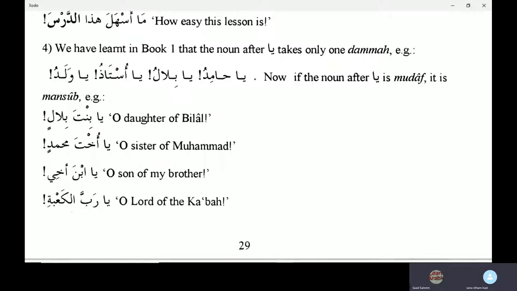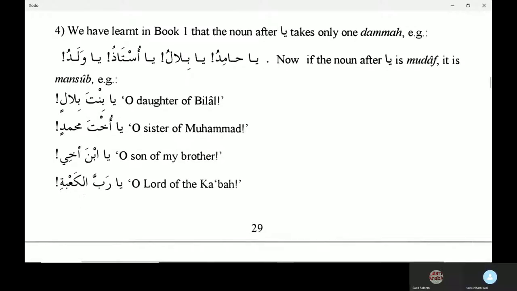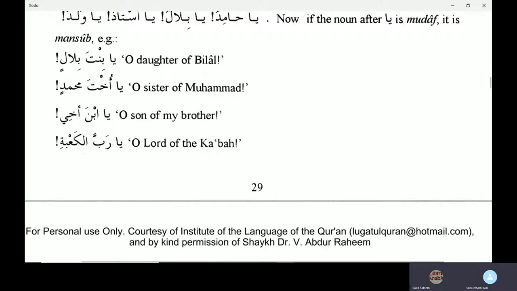So instead of dhamma, we put fatha after ya in the mudaf mudaf ilayh combination. Yes. O sister of Muhammad, ya ukhta Muhammadin. O son of my brother, ya ibna akhi. Okay, akhi. And ya rabbal kaabati, O lord of the Kaaba.